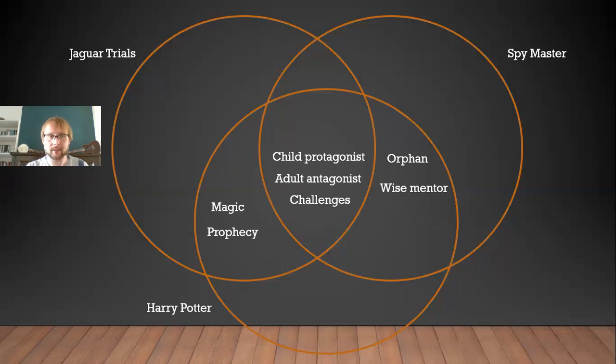I didn't complete my Venn diagram. There are lots of other things I could put in. There are things that are only true in Jaguar Trials, so that would go in the section for only Jaguar Trials. Lots of things that are only true for Spy Master. You can put things in there as well. But we're most interested in that middle section. That tells us what the similarities between all those books are.